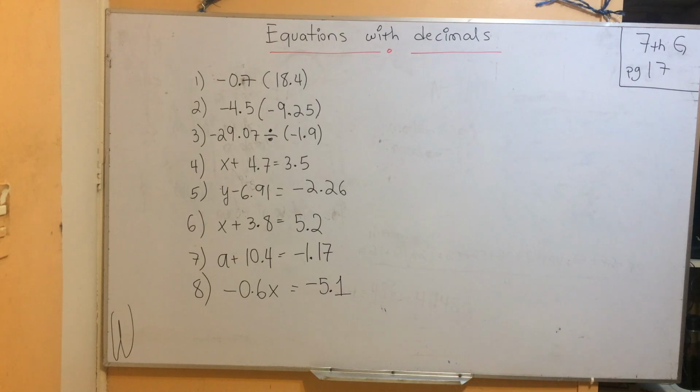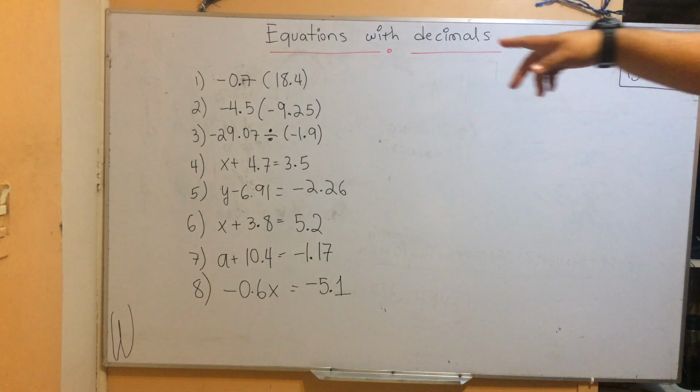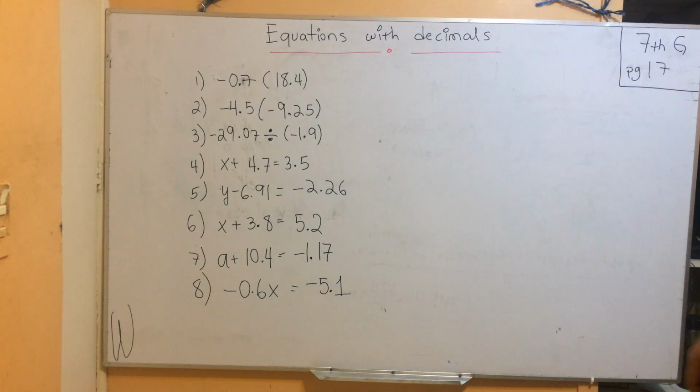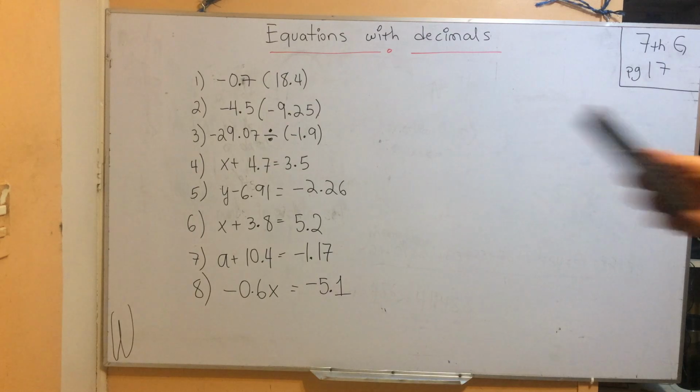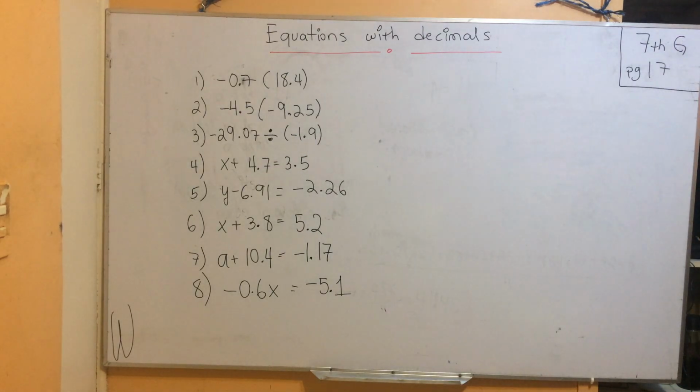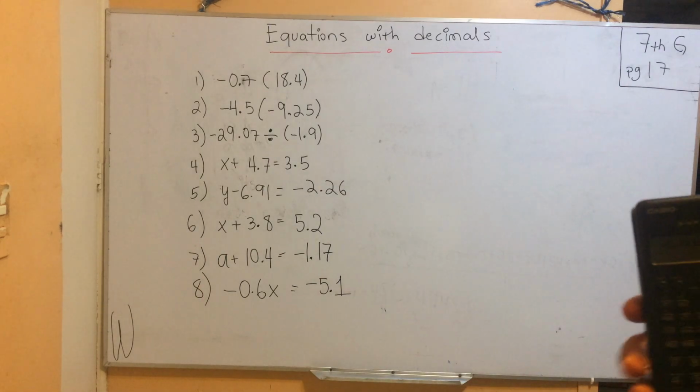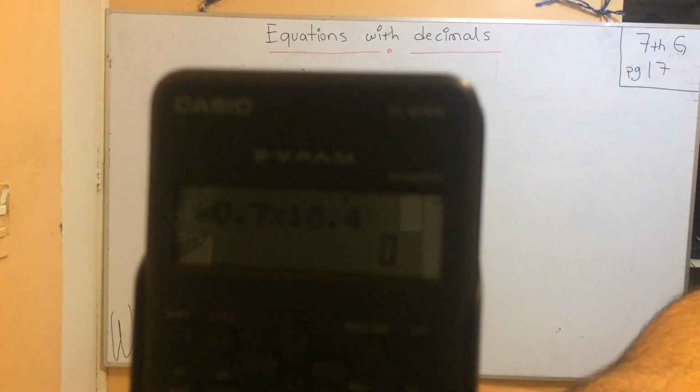The first three exercises are pretty simple. We don't have an equation. We just need to apply the distributive rule, or in this case, either the distributive or the parentheses rule. In the first one, we have negative 0.7 multiplied by 18.4. So we take our calculators, and we just put negative 0.7 times 18.4.